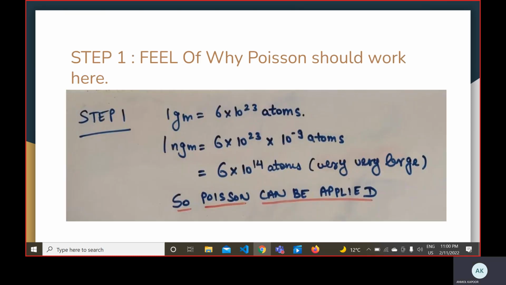We know that 1 gram has approximately 10 to the power 23 order of atoms. So 1 nanogram will have order of 10 to the power 14 atoms, which is very, very large. So n comes out to be very, very large. So we have our n to be very large and consequently p becomes very small. And therefore lambda comes out to be finite and we can apply Poisson in this case. Also, later on, we'll find that the expected value or lambda is also a finite value, which makes it more clear to apply Poisson's equation.